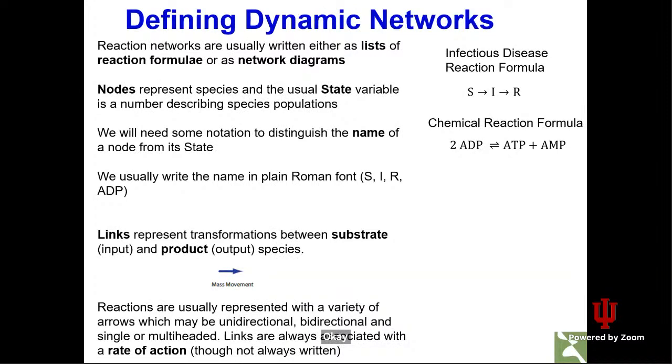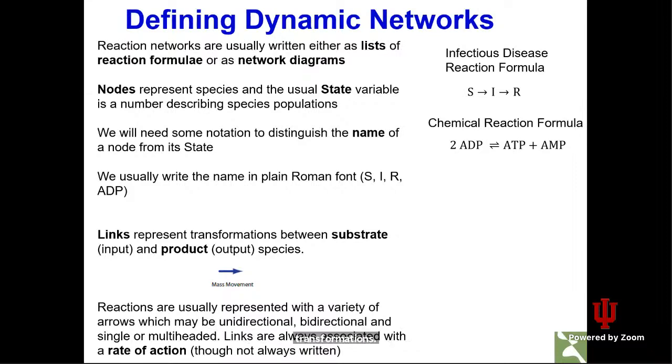So going back to our arrow diagrams. This is going to be just a little bit of an analogy between chemistry and the kinds of models we're going to do today. Again, our nodes represent different populations, and the state is going to be the number or the density of those populations. We're going to typically use plain Roman, and occasionally PowerPoint will change something to italics when I don't want it. So I can't promise it's going to be right, but for the names of things, S, I, and R. Links with arrows are going to represent transformations.